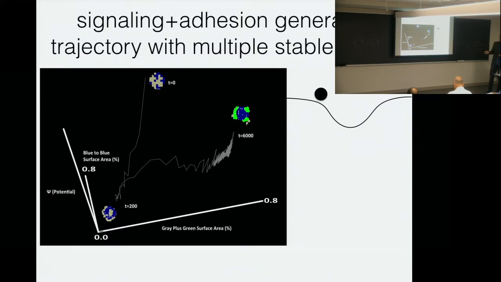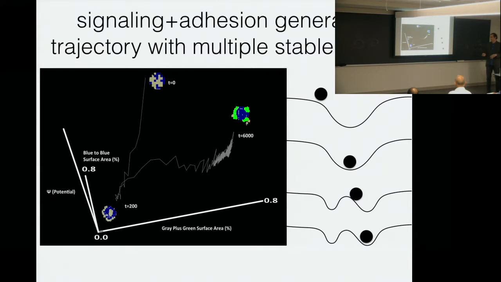Then when the signaling kicks in, this state is no longer stable, and it goes up and down to this new final stable state. So in the analogy of the ball rolling down, it's as if at this point the signaling is changing the shape of the landscape. Now the position where the ball is no longer stable, and the ball rolls down to a different point in the morphospace.